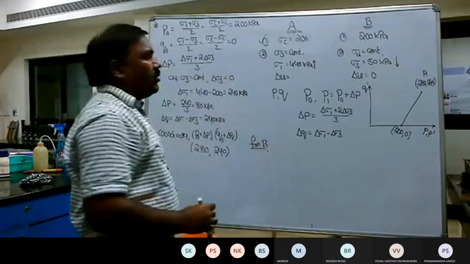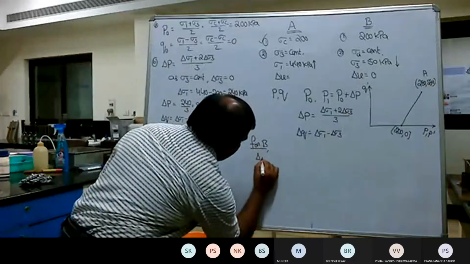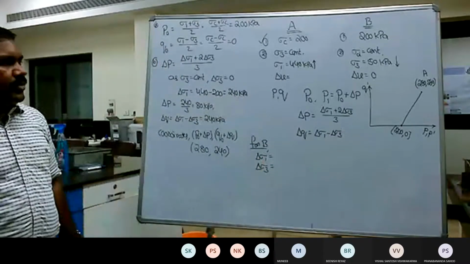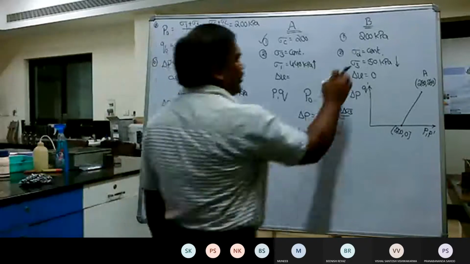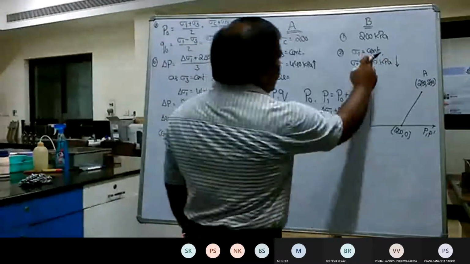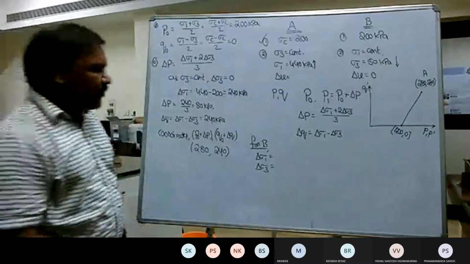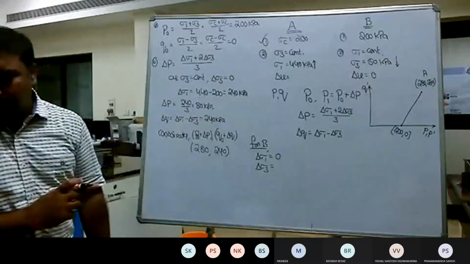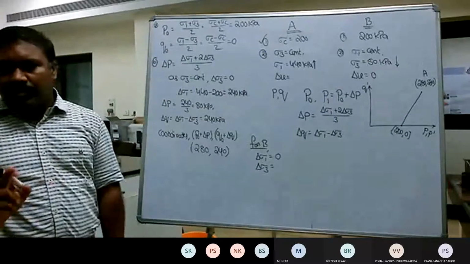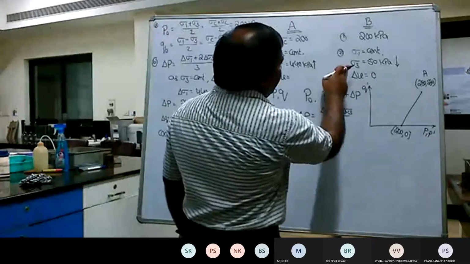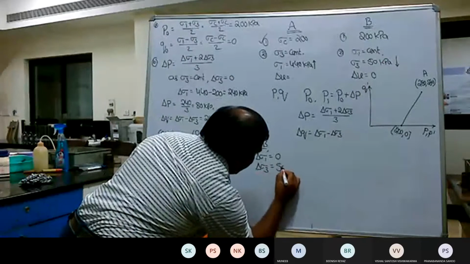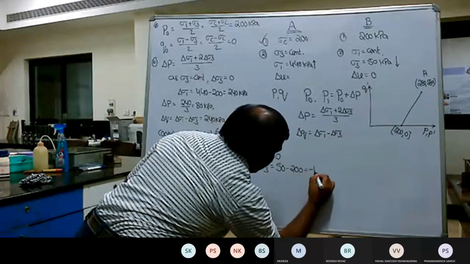For sample B, what is delta sigma 1 and what is delta sigma 3? As the axial stress is kept constant, your delta sigma 1 is 0. However, the radial stress was decreased from 200 kilopascals to 50 kilopascals. So if you take final minus initial, this will become minus 150 kilopascals.